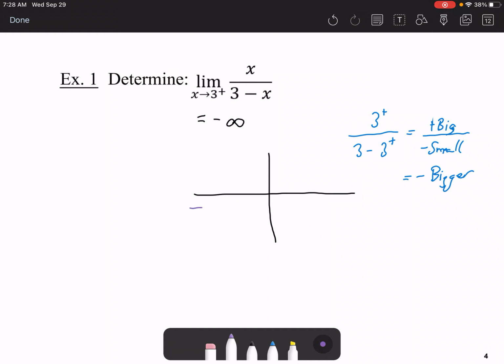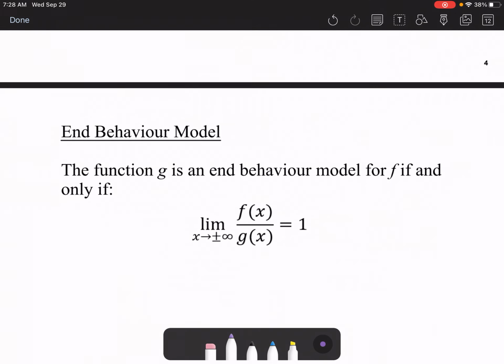And you can see the function goes like this. This is the value at x equals 3. And your function looks something like this. Oh, sorry, not so high there. Should go a little lower, as it does have a vertical asymptote. And there we go. Okay, so let's move along.